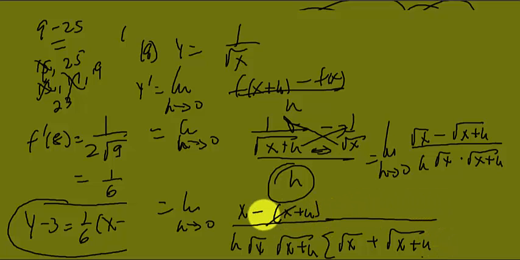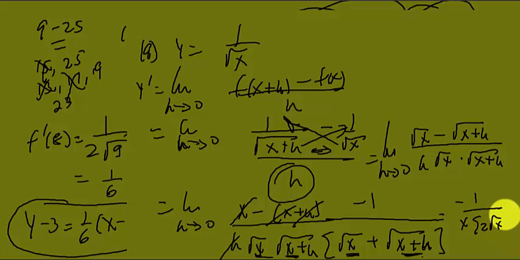x minus x is going to cancel out, and then the h's will reduce. I get negative 1 left on the top. Now I can plug in my 0. When I plug in a 0, I get a negative 1 on the top. On the bottom, I got rad x times another rad x, which is x, and then I have a rad x plus rad x because I'm plugging in 0 for h, which is going to give me 2 rad x. And that is negative 1 over 2x times rad x, and there it is.